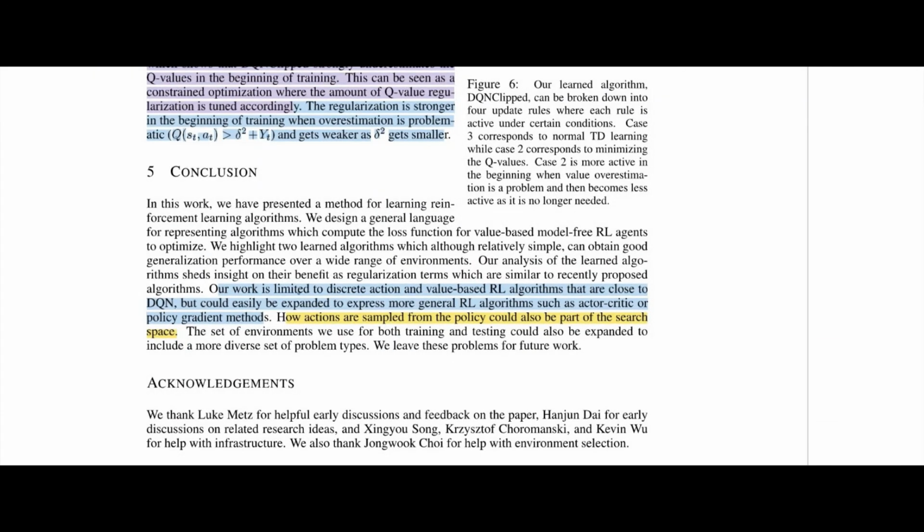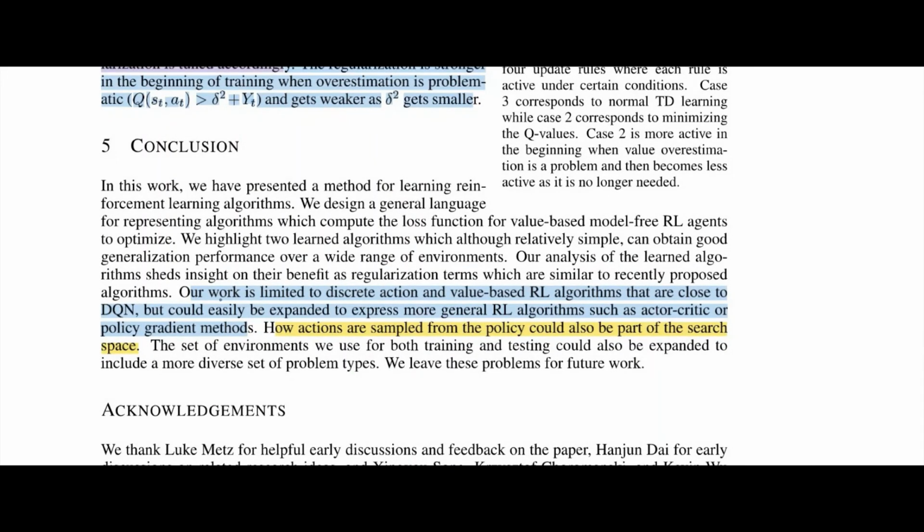So yeah, that was really it for the paper. They tell some limitations here. Their main limitation, which they themselves acknowledge, is that their approach is very restricted in the type of algorithms it searches for. They just focus on discrete actions, value-based algorithms that are sort of close to DQN. So it is a very restrictive space, and the reason is probably that it would become computationally expensive to search over an even larger space.